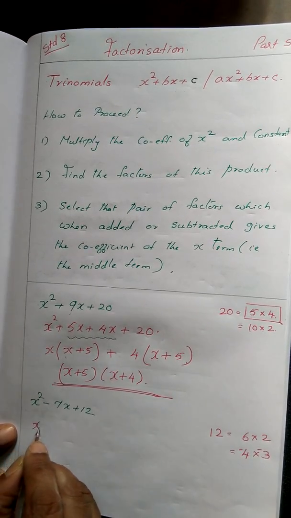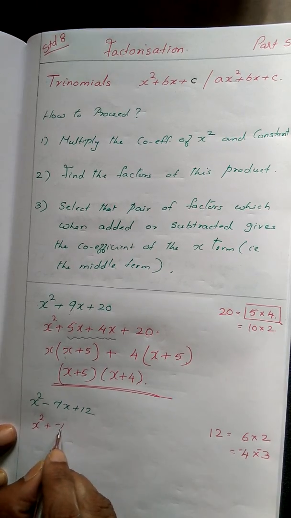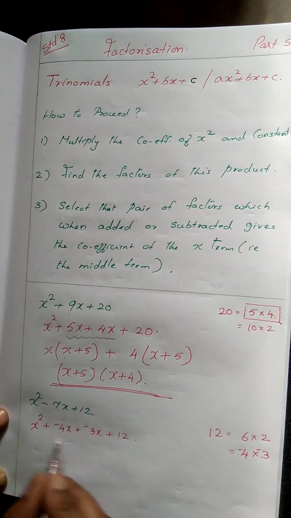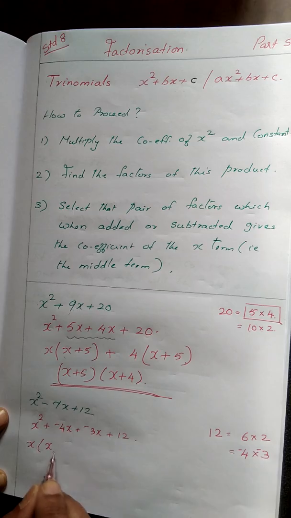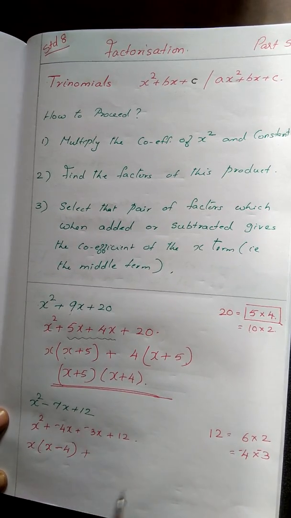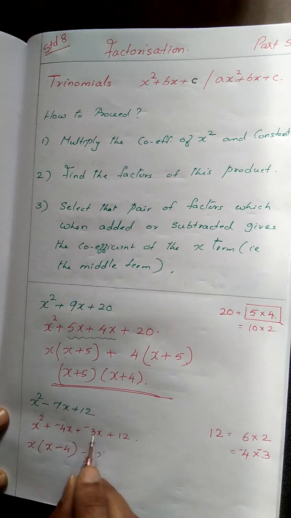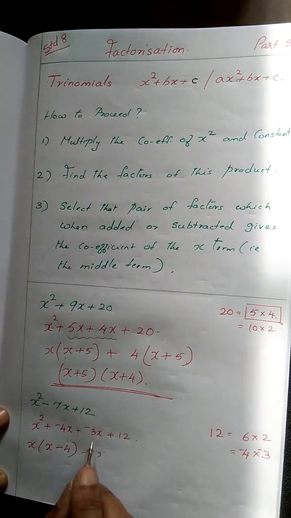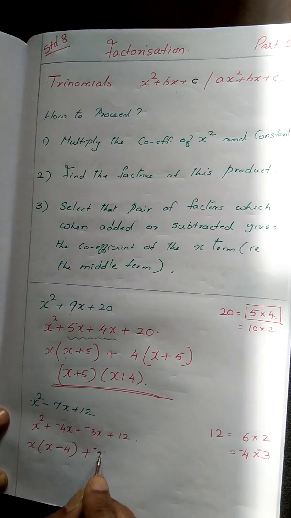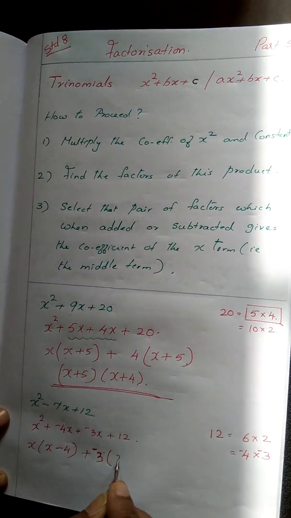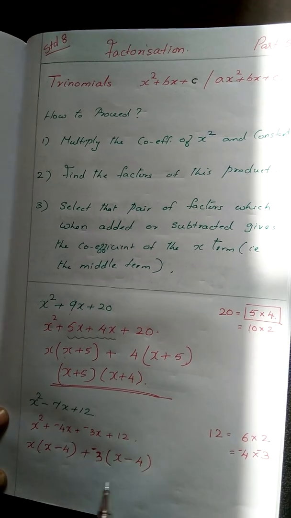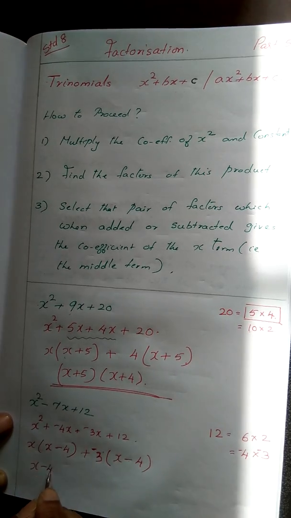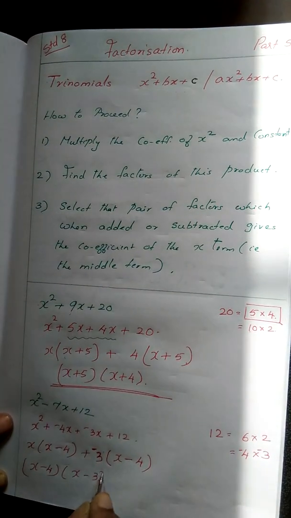So we will again split this as x squared plus minus 4x plus minus 3x plus 12. Now again we will group these two: x into x minus 4, plus x into, here 3 is the common factor. Since this is minus, we will take minus 3 outside, so x minus 4, because minus 3 into minus 4 will become plus 12. So now x minus 4 is common: x minus 4 into x minus 3.